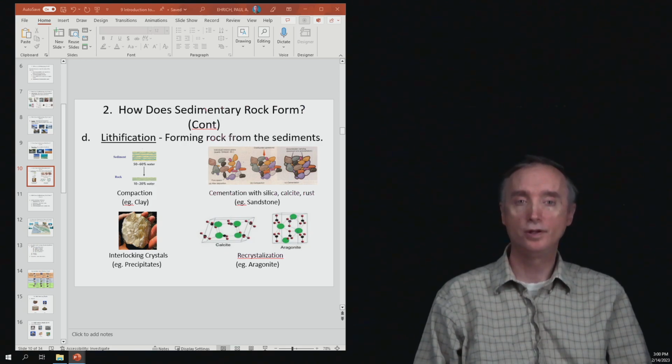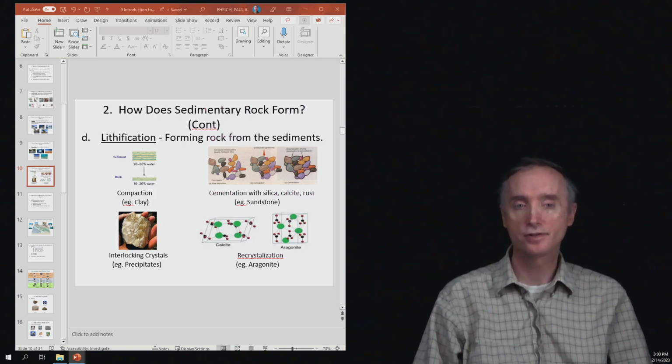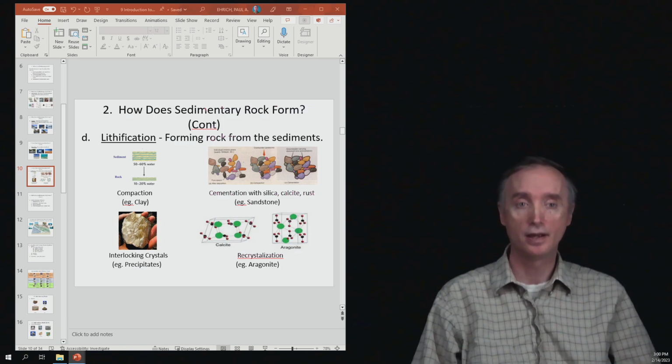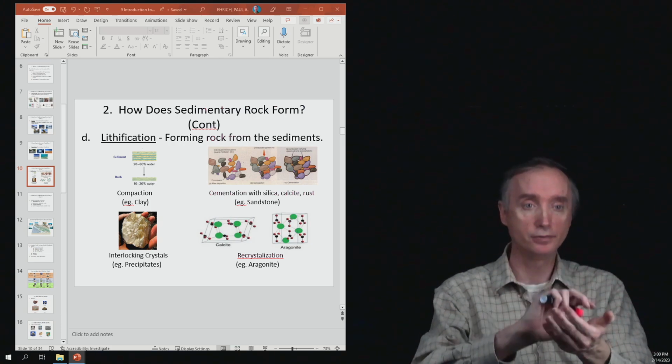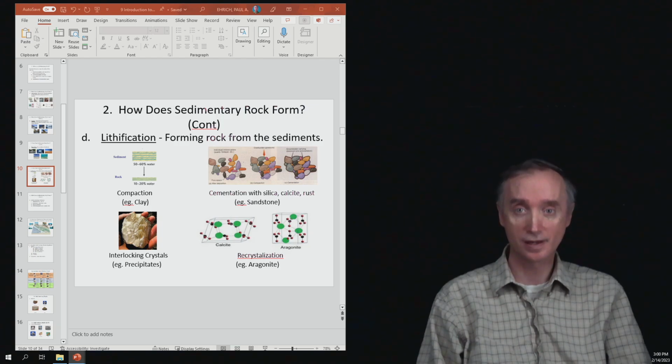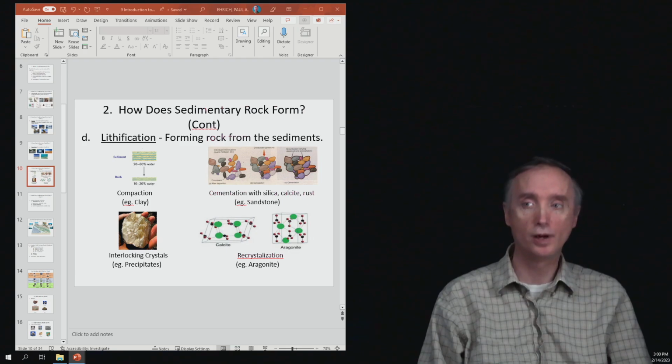Right, so now that we have created our sediments, we have transported the sediments, and now we have deposited the sediments, what then happens to them? So at this point, we still don't have a sedimentary rock. What we're going to need to do is take the sediments and somehow squish them together and turn them into a solid sedimentary rock. So here's some different ways of doing it.